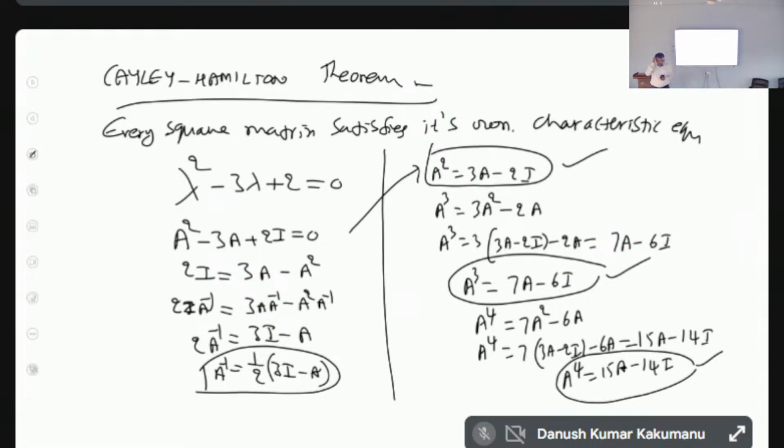So note down all these equations. Now, just write down: Cayley-Hamilton theorem is useful to find highest powers of A and also A inverse. You see here, A inverse we calculated in terms of A, and highest powers of A also in terms of A. Clear? Right.